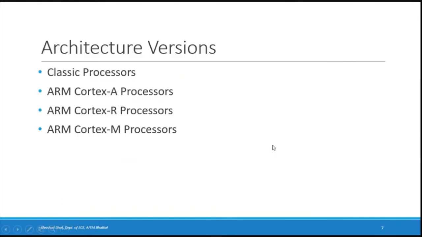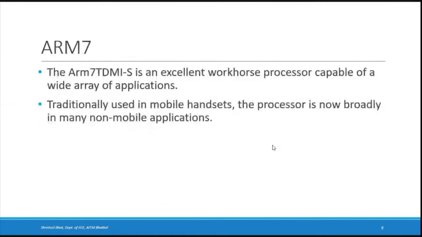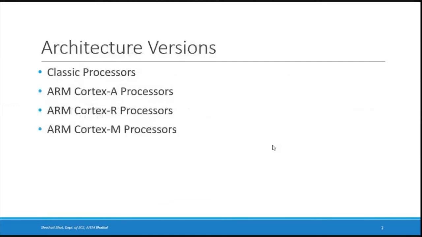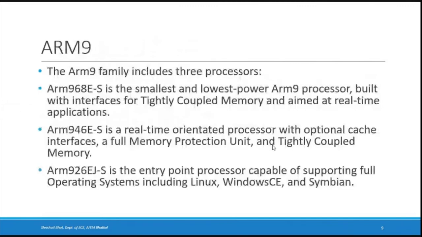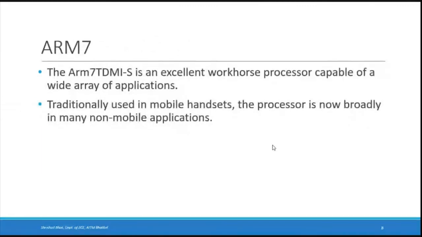So there are different versions of architecture in ARM. Before the advent of Cortex processors, whatever processors or controllers we had in ARM come under classic processors. Then in Cortex, there are three different series: Cortex A series, Cortex R series, and Cortex M series. These are some classic processors, ARM7, ARM9, ARM11. These were some variants before the advent of Cortex processors.